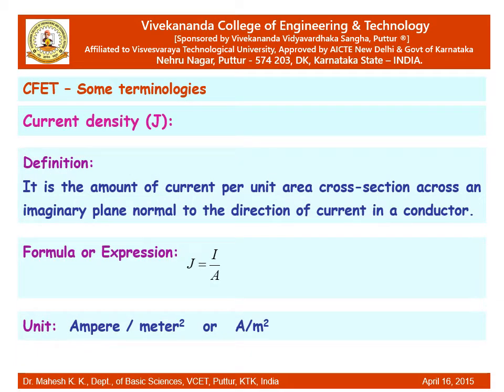One more definition. All these definitions you already know. That is why I am going a bit fast here, but you have the definitions written. This is the current density, J. So J is nothing but I by A, where I refers to the current passing through a cross-sectional area. The definition is, it is the amount of current per unit cross-sectional area across the imaginary plane normal to the direction of the current in a conductor, and its unit is ampere per meter square.